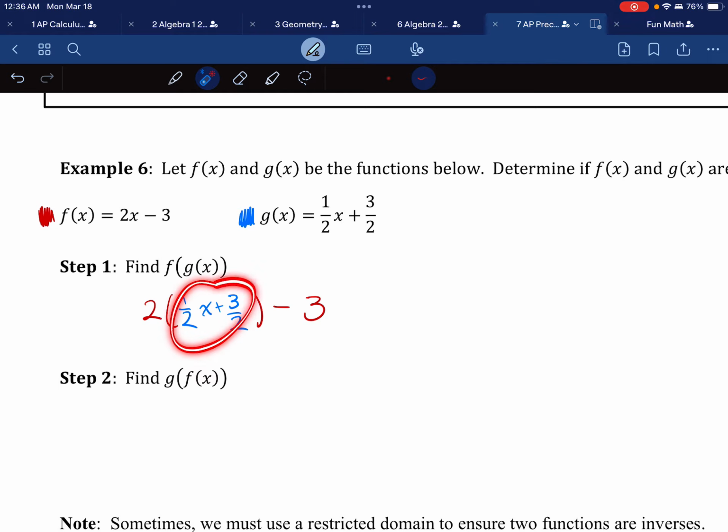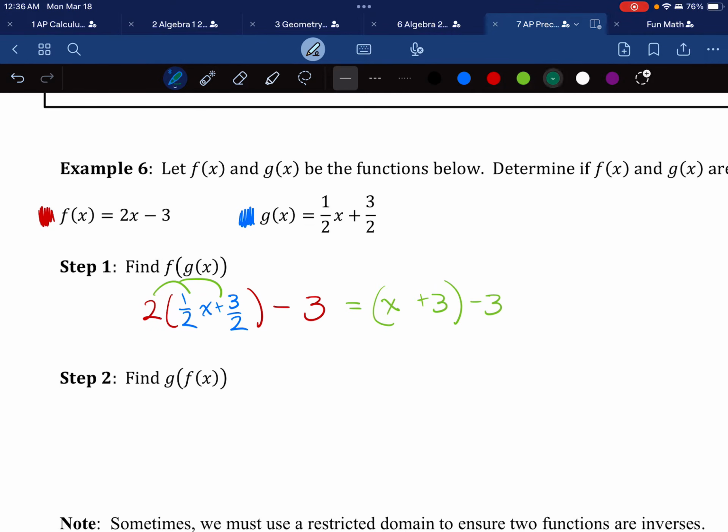Let's see what happens here. So the first thing that I can see is we're going to distribute the 2. When we do that, 2 times 1/2 is just 1. So I get 1x, or just x. And then 2 times 3 is 6. 6 divided by 2 is 3. So it's going to be plus 3. And then I have to subtract 3. And then the plus 3 and minus 3 cancel out, and this is just going to be equal to x, which means we're on the right track. This function seems to be an inverse. Let's go ahead and check the second one to verify.